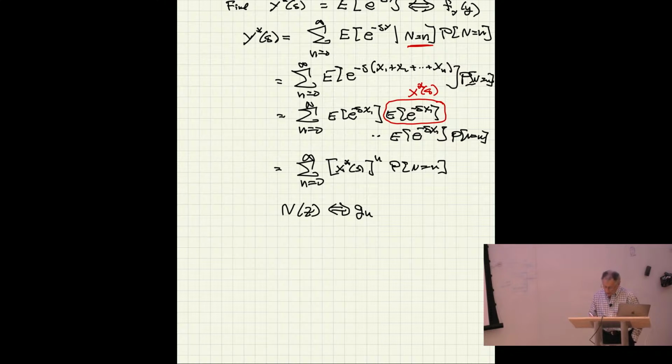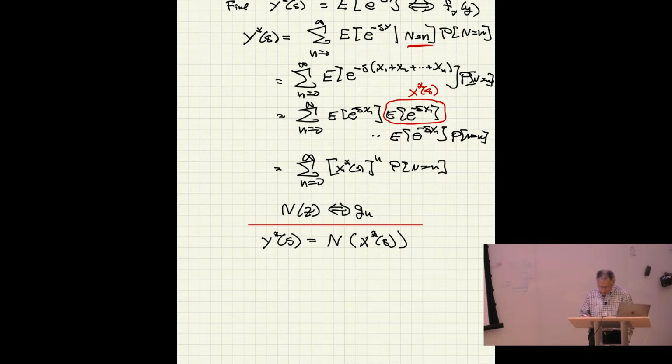That means from the equation above that y star of s is equal to the z transform for n, namely n itself, at what value of z? X star of s. So I was able to write it down by being clever as to what condition I wanted to include.